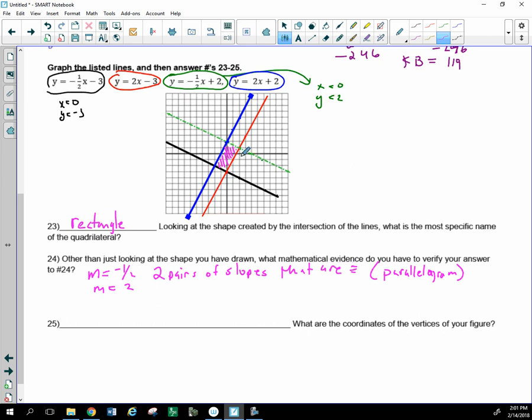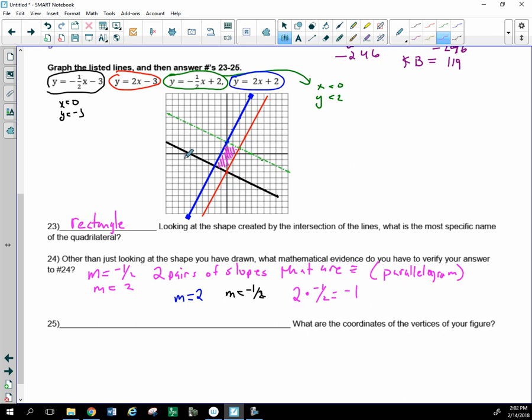I can now think about how I'm going to prove that this is a rectangle. Well, I know from this that if this is a rectangle, then the slopes of 2 lines should be perpendicular to one another. So at one of the corners here, we'll talk about the blue line and the black line. The slope of the blue line is 2, and the slope of the black line is negative 1/2. And if those multiply together to get negative 1, then I know that these lines are perpendicular to each other. So we're going to take 2 times negative 1/2, and we get negative 1.